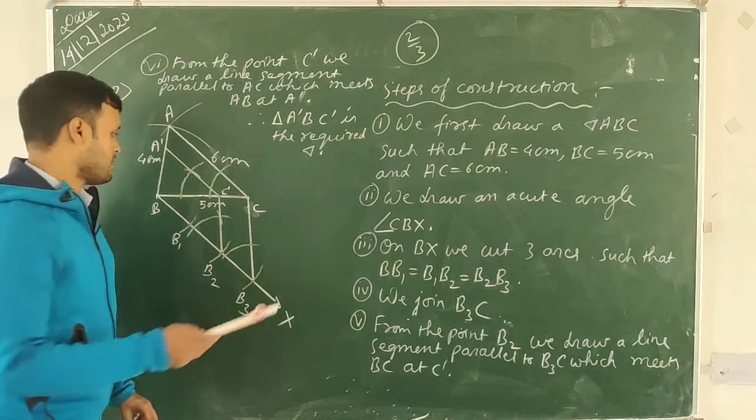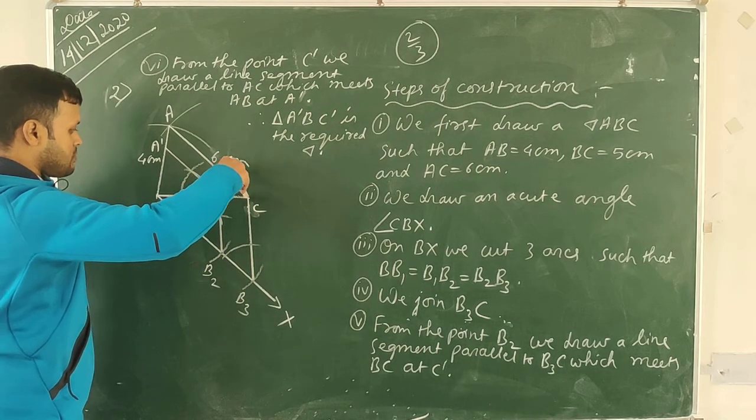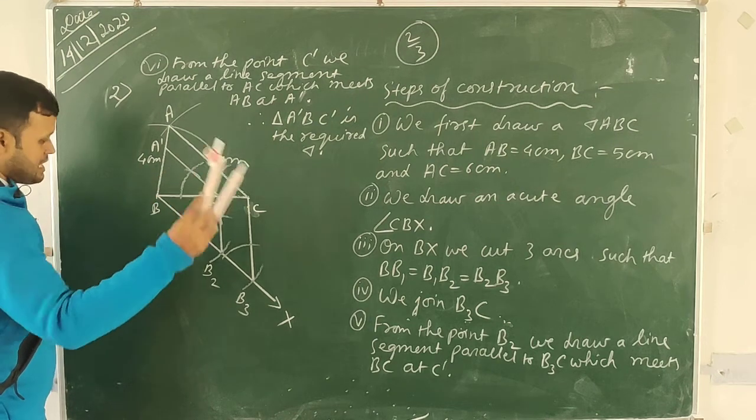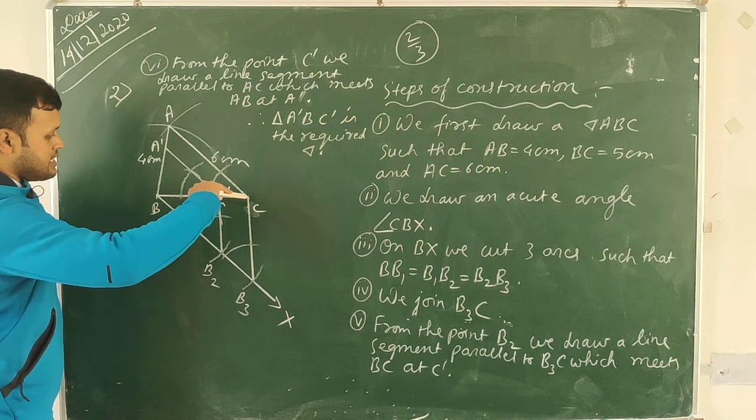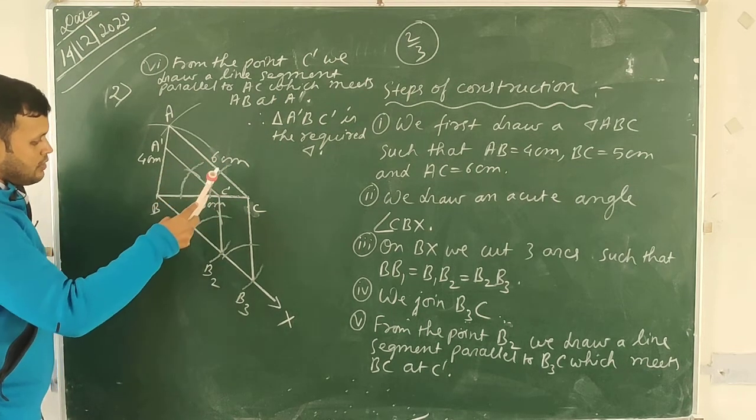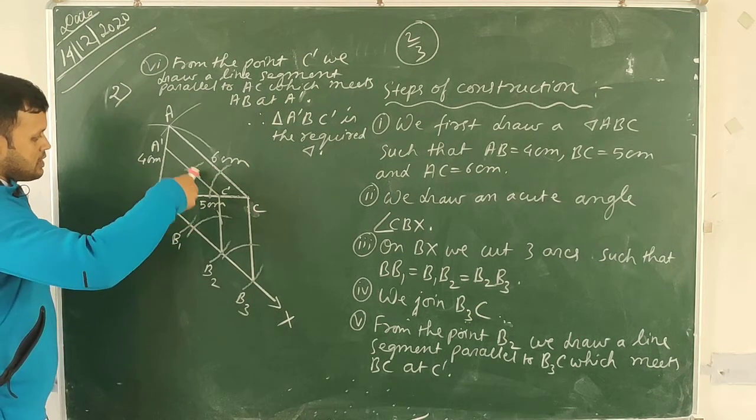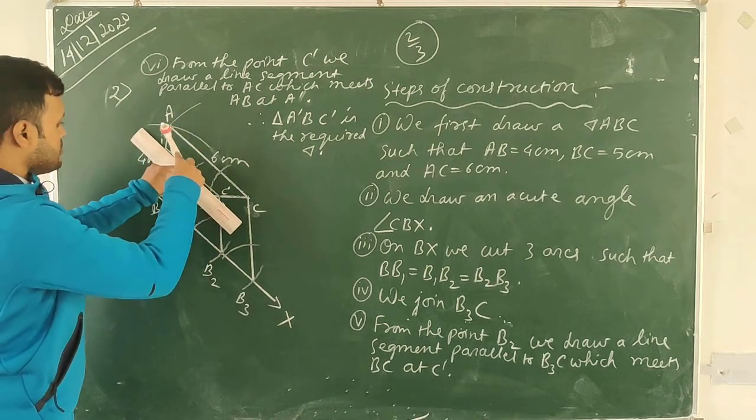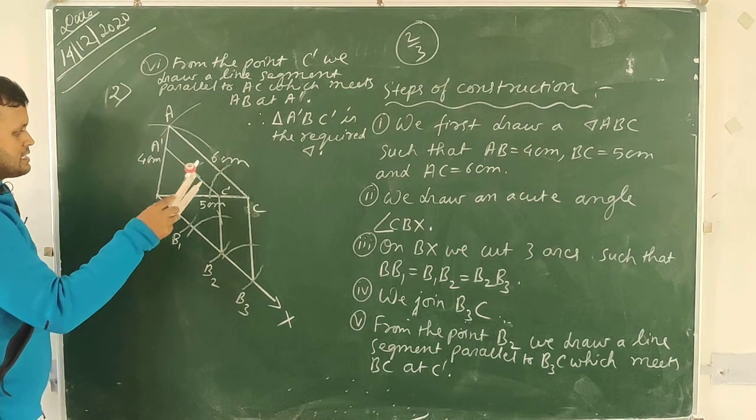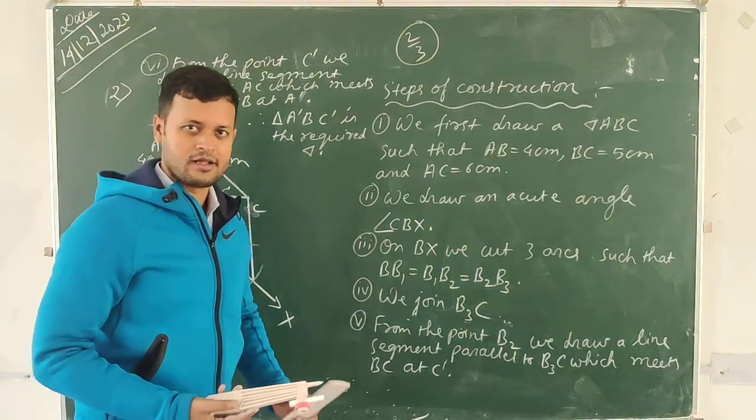Now from the point C with any suitable radius you draw one arc. From the point C dash, you draw one more arc with the same radius. From the point C we have taken this much radius and drawn this arc, and from the point C dash also you take the same radius and draw one arc. Now you take this measure and cut it from this point. Now from the point C dash, draw a line segment through this intersection point, and this line segment will meet AB at the point A dash. Now A dash B C dash will be the required triangle.